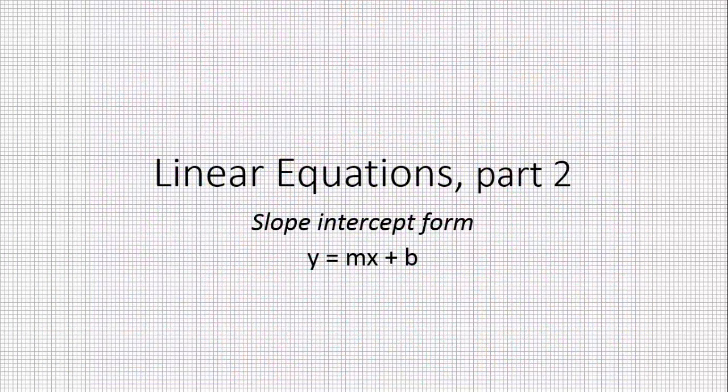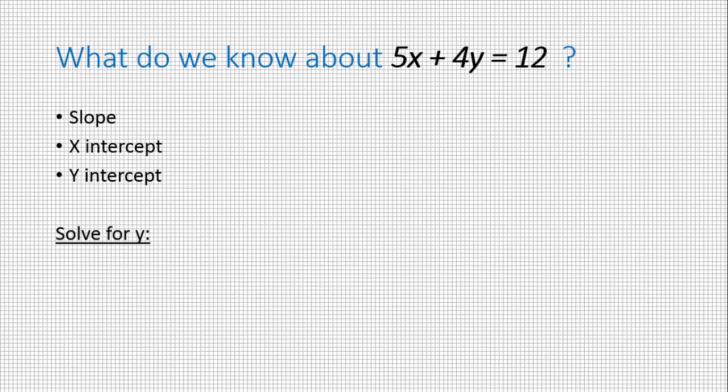This is the second part of linear equations, slope-intercept form. Let's start with standard form and review a few things we learned in the previous video. From this form, it's easy to find the slope, the x-intercept, and the y-intercept. Remember, the slope is equal to the a coefficient over the opposite of the b coefficient. So in this case, that's 5 over -4.